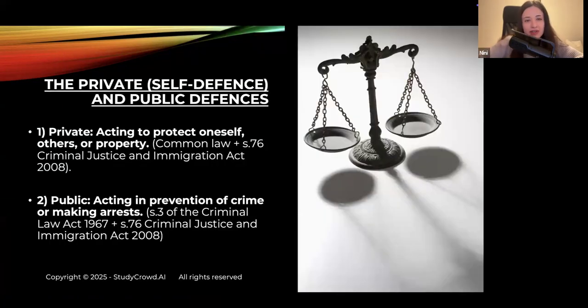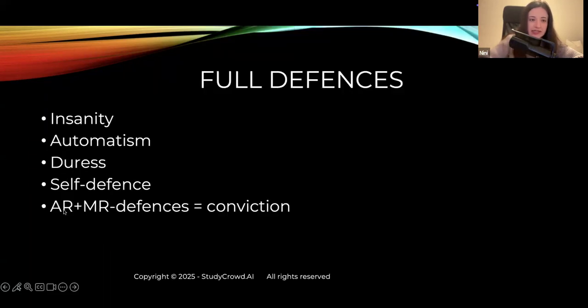And there are private and public defenses, which is self-defense, when somebody is acting to protect oneself, others, or property. Or public defense when someone is acting in prevention of crime or making arrests. These are applicable to all crimes. But for the purposes of fraud, I don't think any of this will be applicable, except duress maybe could be applicable. But you never know. You should know all defenses because you have to mention them in problem questions in criminal law. So make sure that you're familiar with all the defenses that I have listed here.